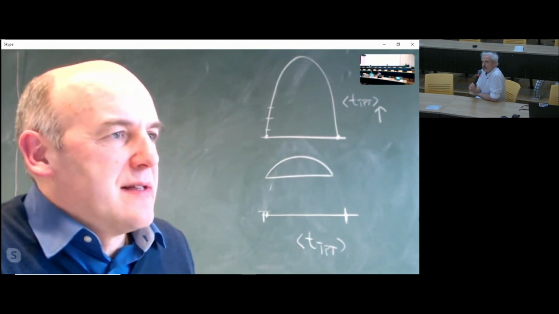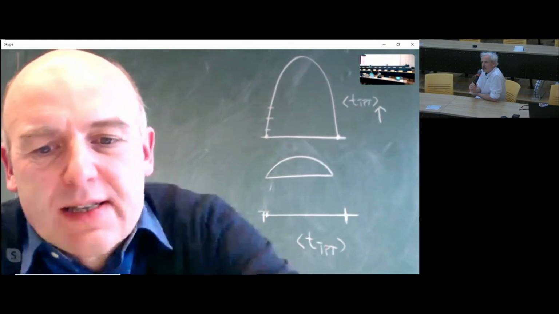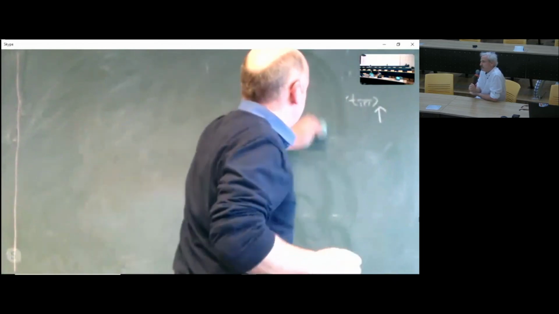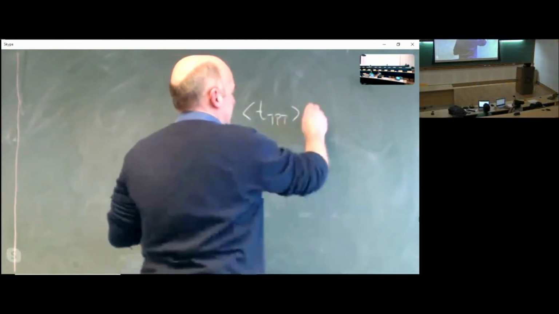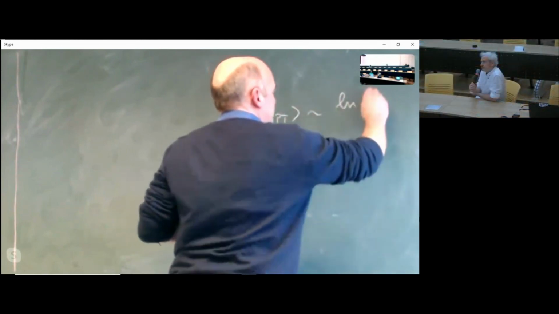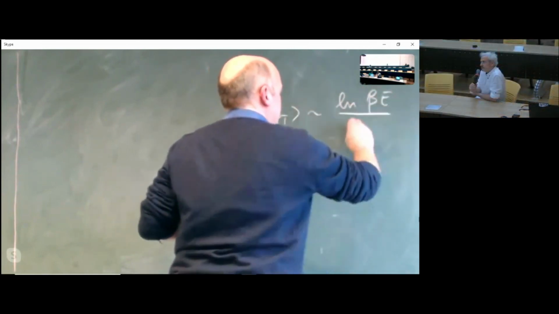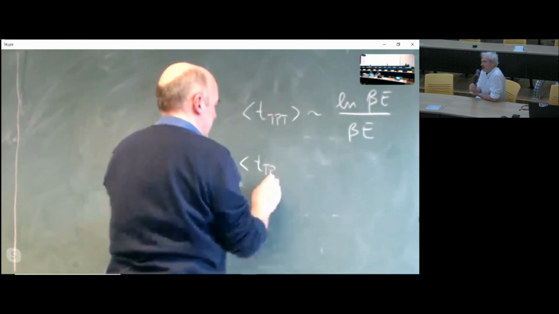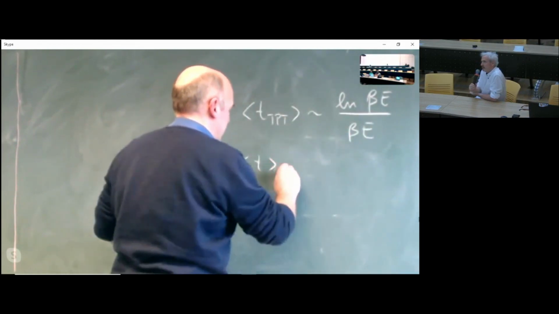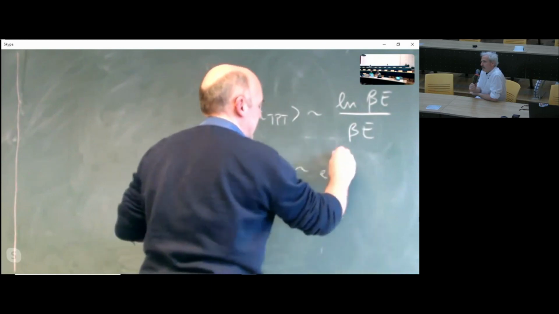So that remark, I made it in another context. There were two different kinds of things that I said. One I said about the average TPP, the fact of going as log beta E divided by beta E, versus the Kramer's time going as exp of beta E.